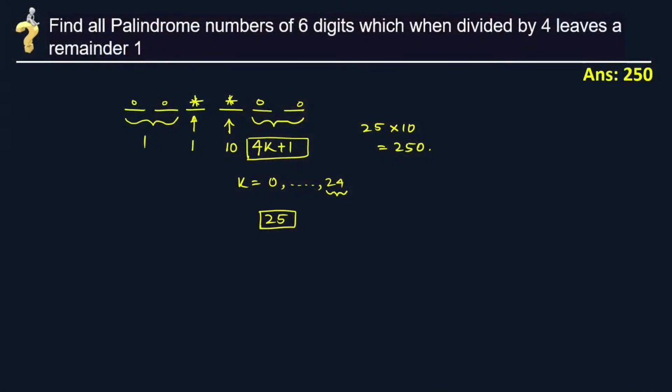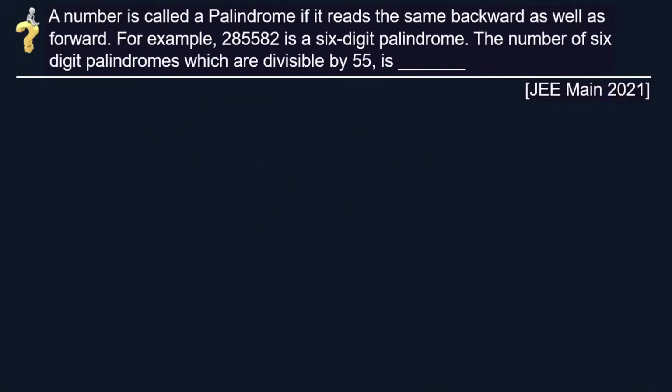Okay, let us take a problem which came in our JEE Main 2021. First the definition is given. A number is called a palindrome if it reads the same backward as well as forward. For example, a 6-digit palindrome is given. Now, the number of 6-digit palindromes which are divisible by 55.